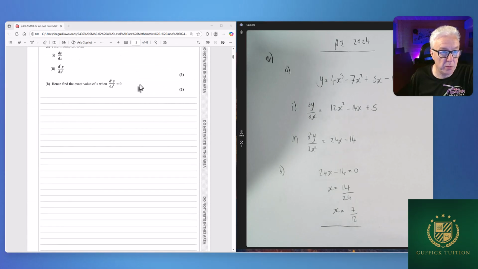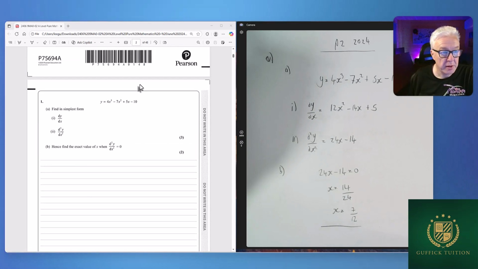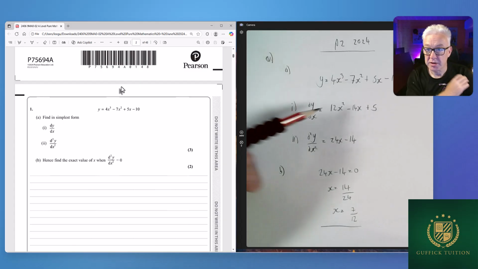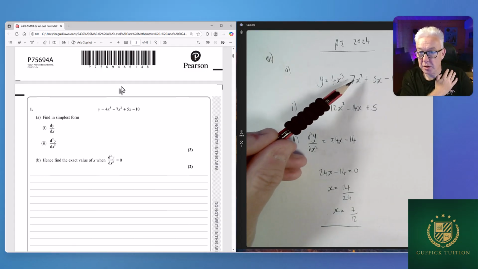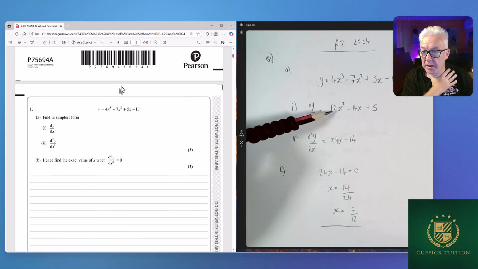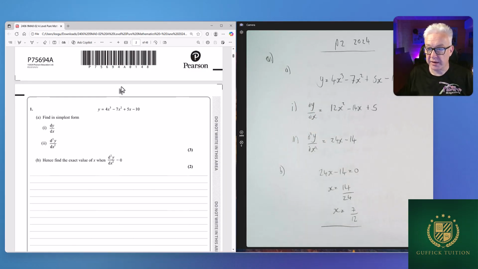Right, let's have a look at question 1. Nice straightforward one to start us off with. It says find in its simplest form dy by dx given that y is equal to that expression there. So y is equal to 4x cubed minus 7x squared plus 5x minus 10. So therefore dy by dx is equal to 12x squared minus 14x add 5.